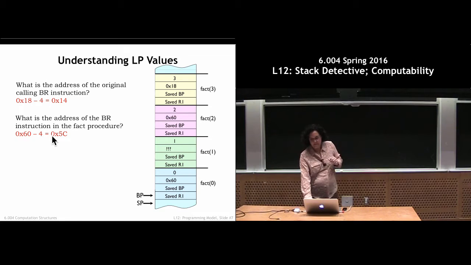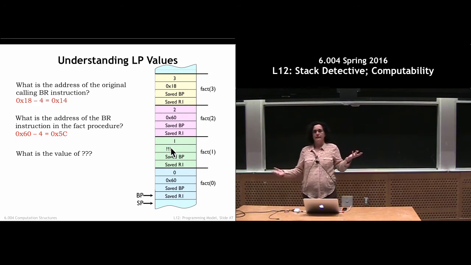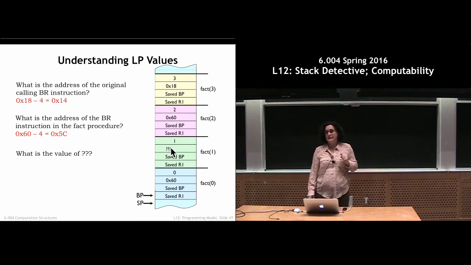And another example of something you might be asked is, what's this value that's missing right here? It should be very clear at this point what that is, and can anyone tell me what it is? 0x60, right? It's just the same value that we are storing every time through the recursive call, okay?